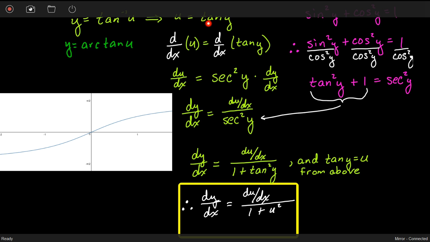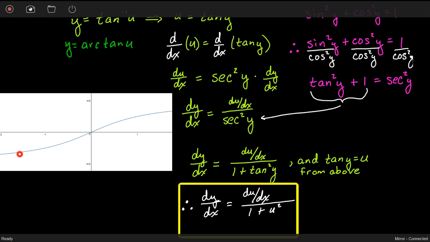Well, from up here we know that tangent of y is equal to u. Therefore, tangent squared would be equivalent to u squared. So that gives us our derivative of tangent inverse: the derivative of tangent inverse of u is equal to the derivative of u over 1 plus u squared. And we'll see how this applies in a little while.